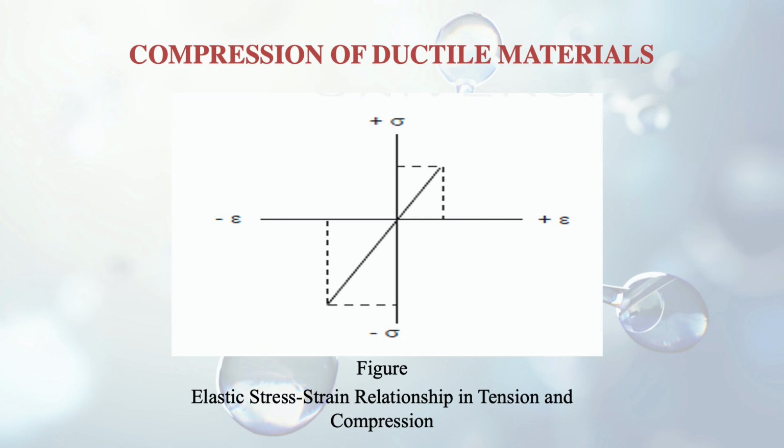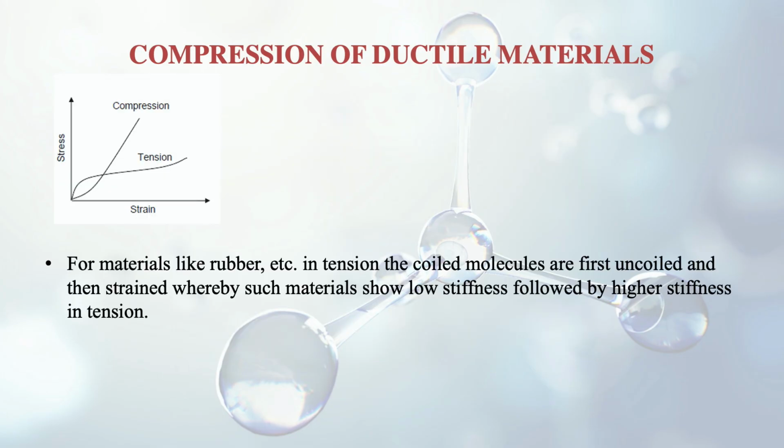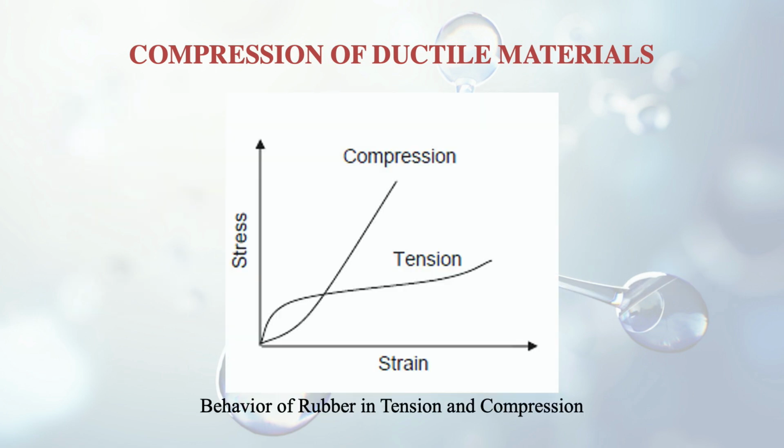Elastic stress strain relationship in tension and compression is shown here, and we have seen that in compression it is more as compared to tension. So here is the behavior of the material rubber. For materials like rubber, in tension the coiled molecules are first uncoiled and then strained, whereby such materials show low stiffness followed by higher stiffness in tension. So you can see here this curve, the compression one. At the lower level there is slight decrease in the stiffness, and then it goes on increasing further and further. So demonstration will be here.